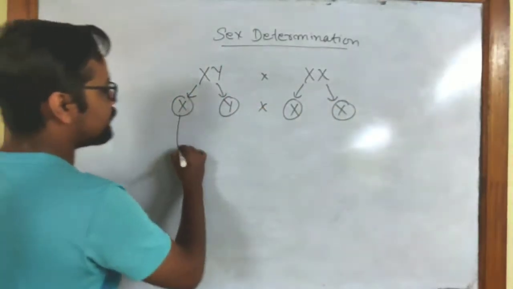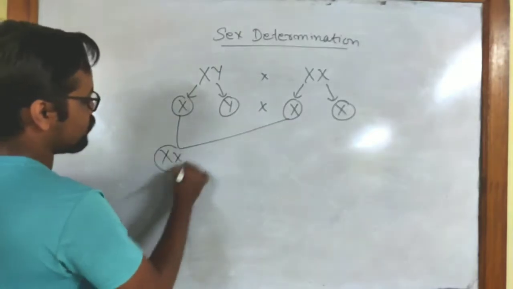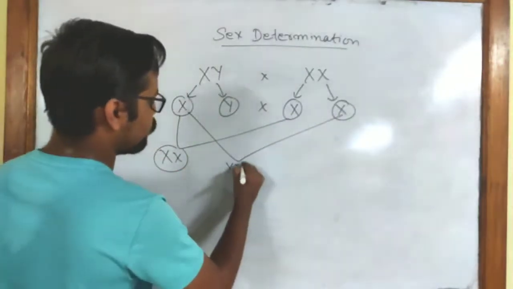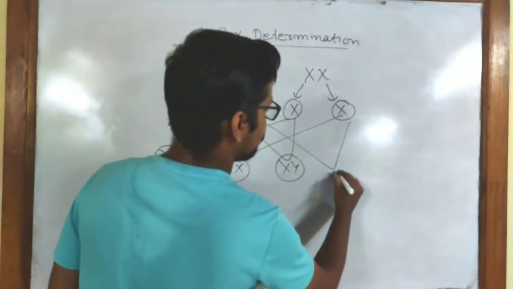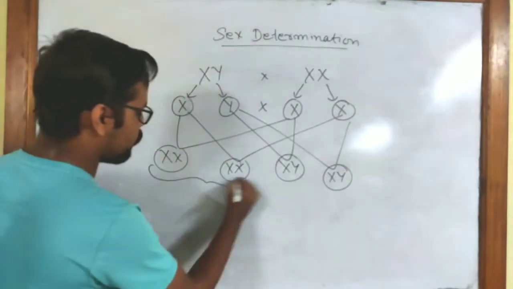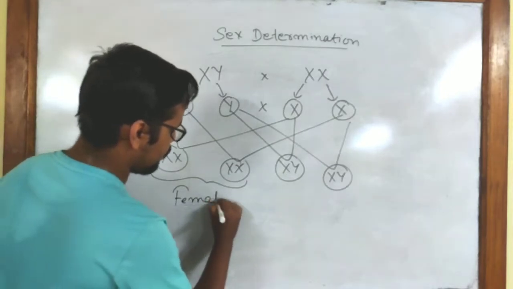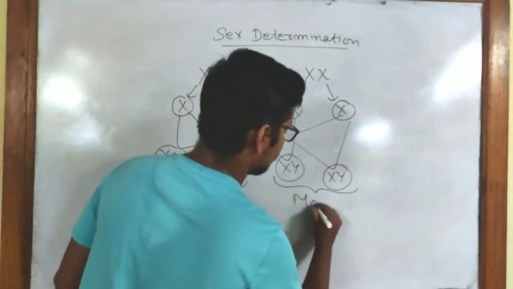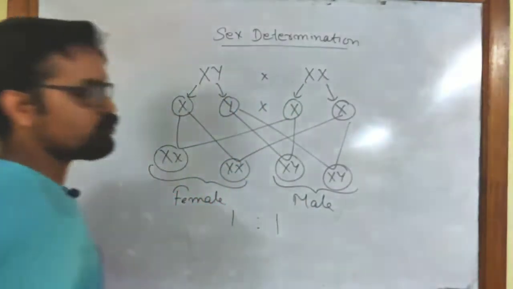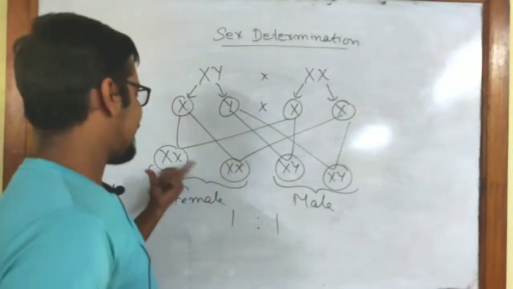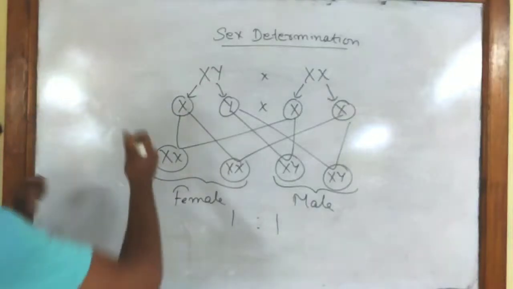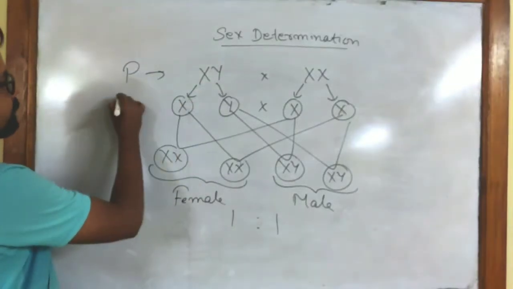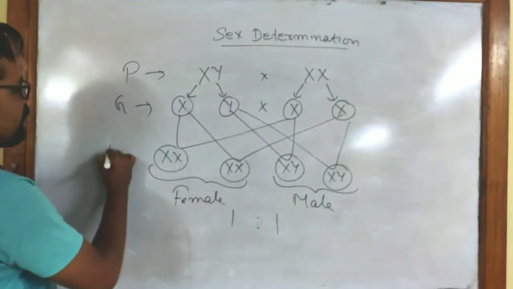What are the possibilities? Either this X with this X, XX, or these two, or these two, and these two. So these two are going to be female and these two are going to be male. So the ratio is always 1:1. XX means female, and XY means male. So this is our parents, this is our gametes, and this is our F1 generation.